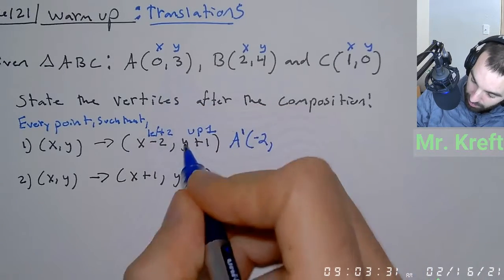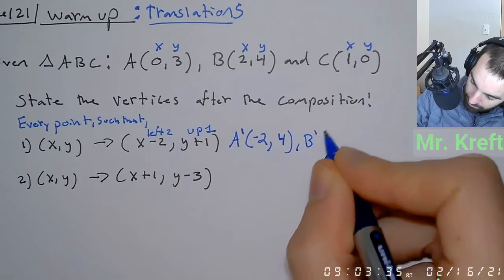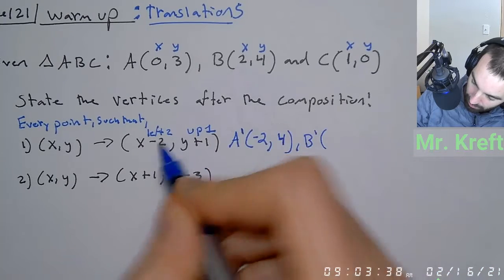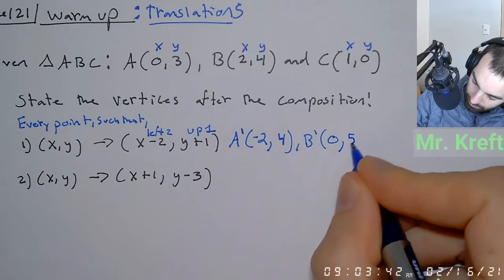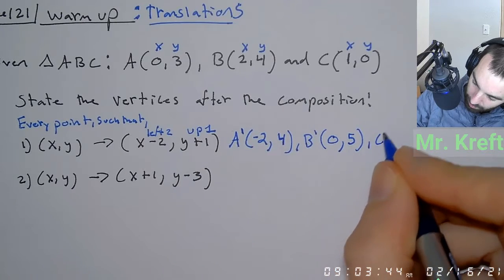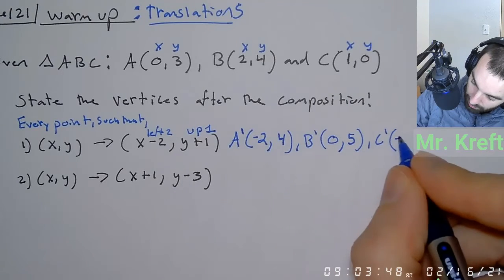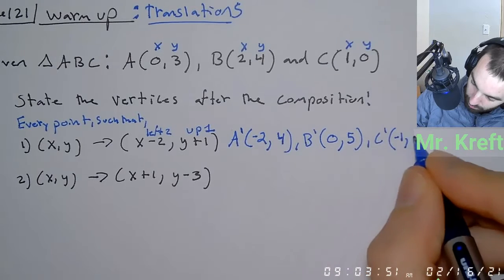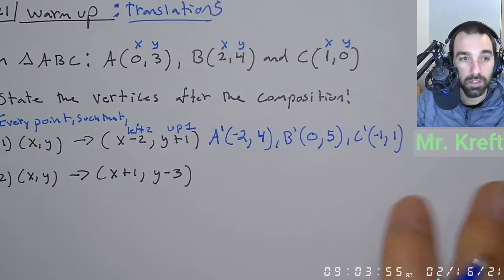Okay, so then I'm going to go 3 plus 1, so that's 4. And then I have B prime. So I'm going to have 2 minus 2, that's 0. 4 plus 1, that's 5. And then I'm going to have C prime. How am I doing for space? Running out of space. 1 minus 2 is negative 1, and then 0 plus 1 is 1. Okay, so I'll scoot over just a little bit there.